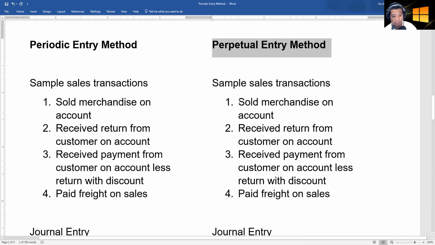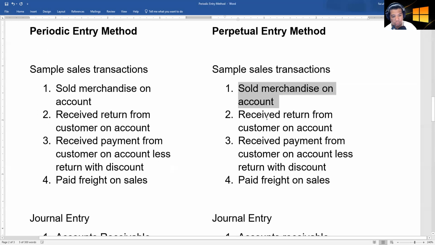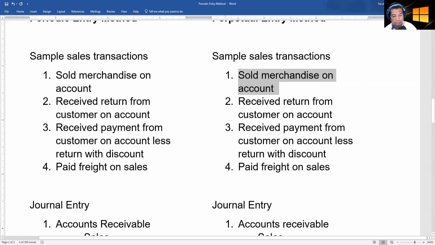Dito po sa ating sales account. Pagka nagbenta po siya, sold merchandise on account, automatic po yan sa perpetual, ina-identify na po natin kung magkano yung puhunan nung naibenta. Yun po ang ibig sabihin ng cost of goods sold. From the word itself, cost of the goods that has been sold. So ano ba ang magkano ba yung naging halaga nung binenta mo?